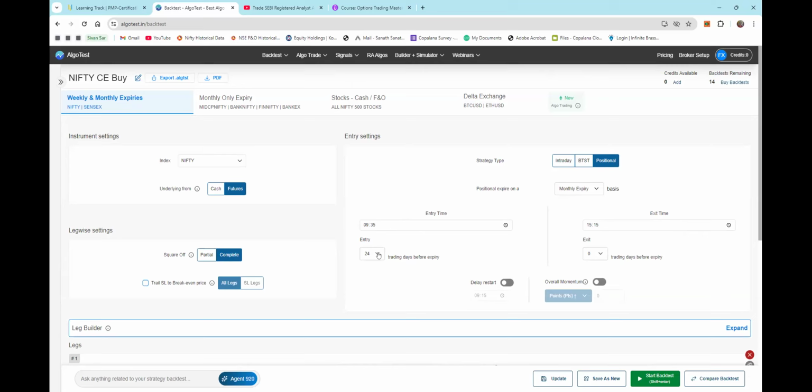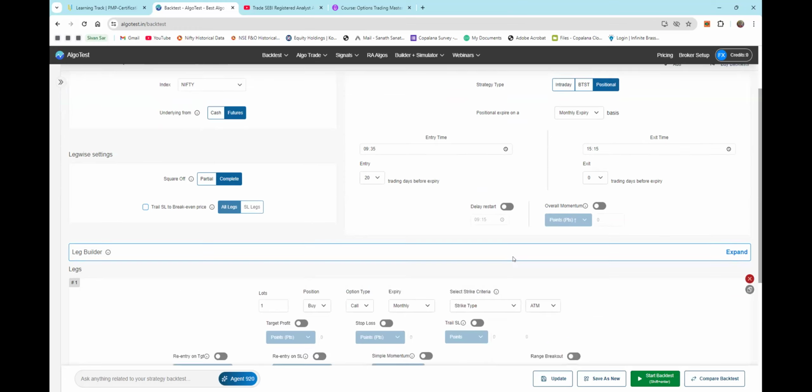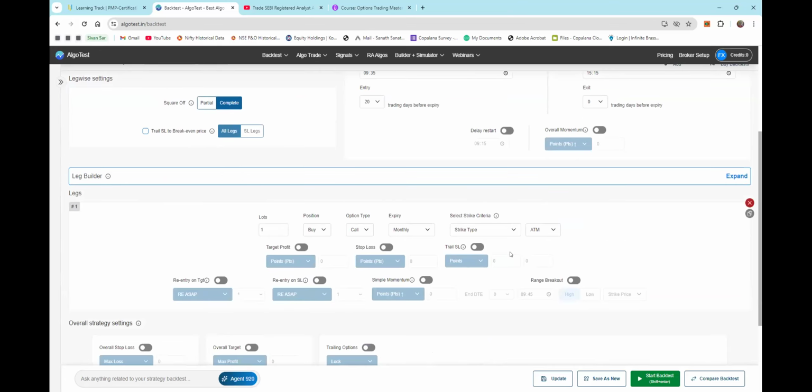For the entry point, I didn't have a choice here because I wanted to buy on a particular day, so I just chose whatever was on the extreme end, like 24. Regardless, it could be 20 days or 24 days; I just chose 24, for example. And I wanted to hold it till expiry. That's basically the foundation of this strategy, just buying one lot on a monthly basis at the money.